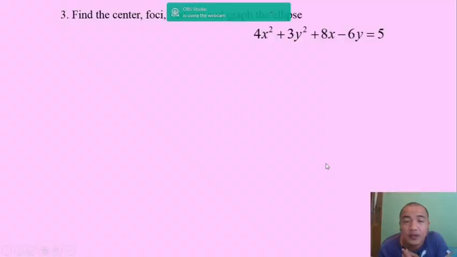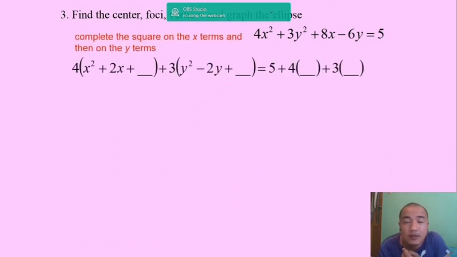We also have here number 3. Find the center, foci, and vertices and graph the ellipse 4x squared plus 3y squared plus 8x minus 6y equals 5. So this is the same procedure as in number 2, no? Completing the square. Yan. So first, you group for x squared and 8x, then you factor. The common factor is 4, so 4 times x squared plus 2x. Then 3y squared minus 6y, factor mo 3 times y squared minus 2y.